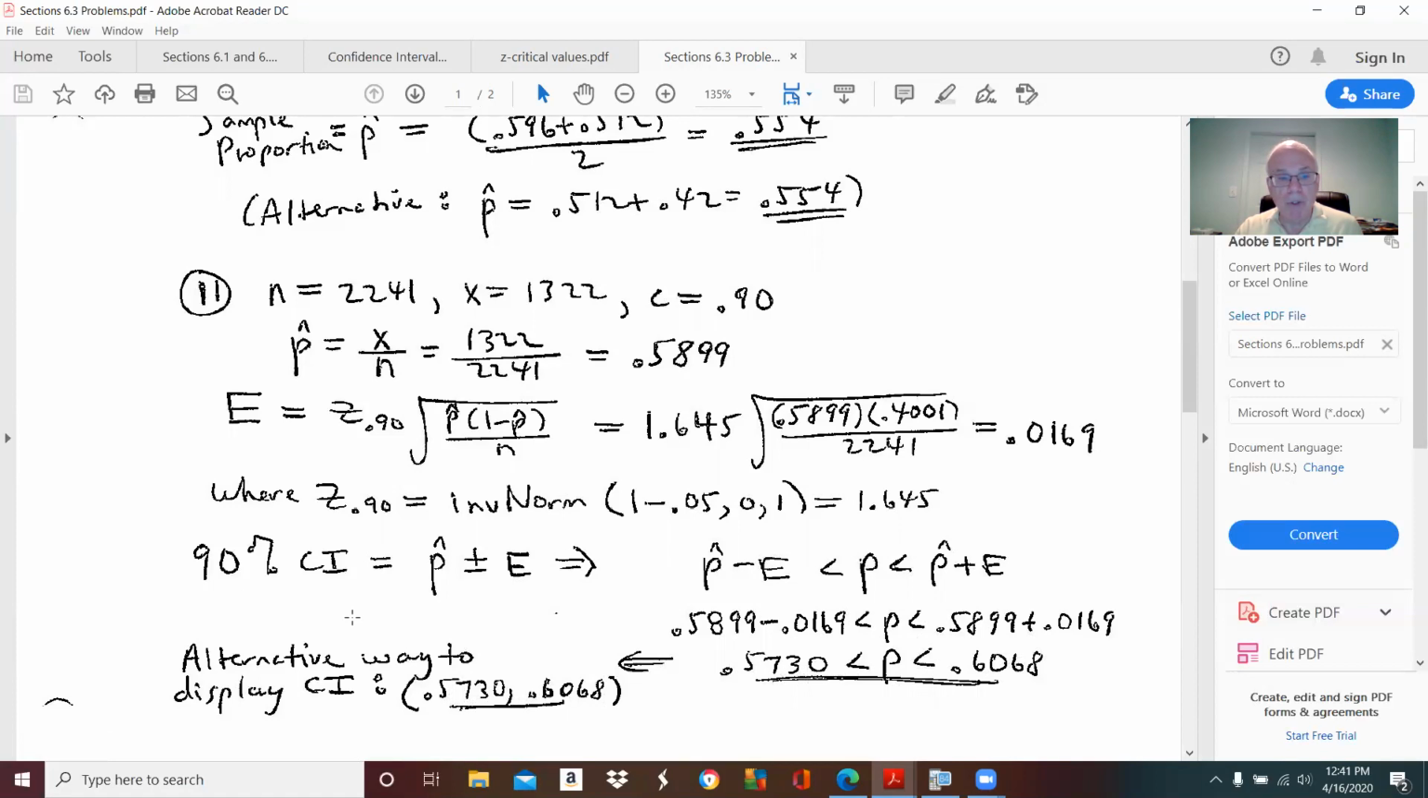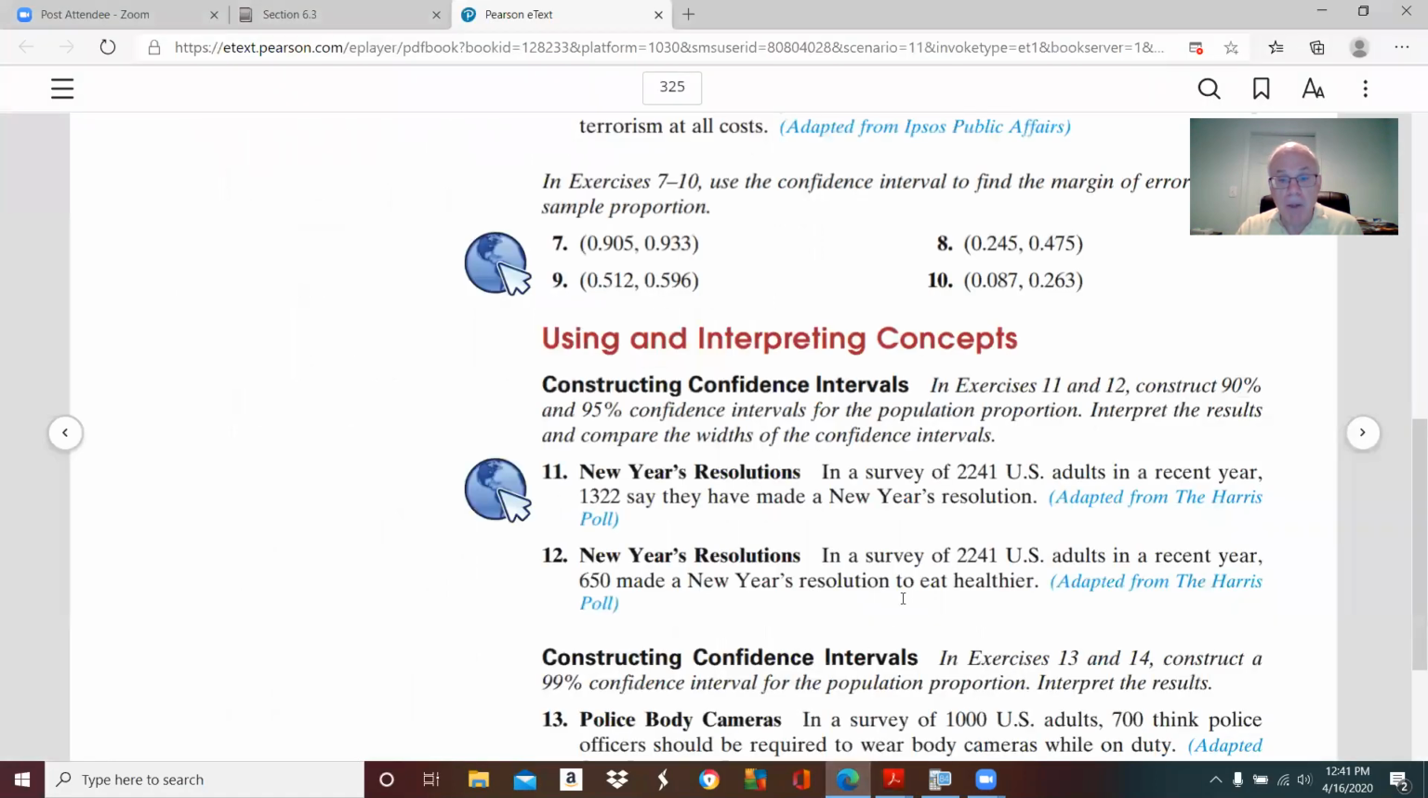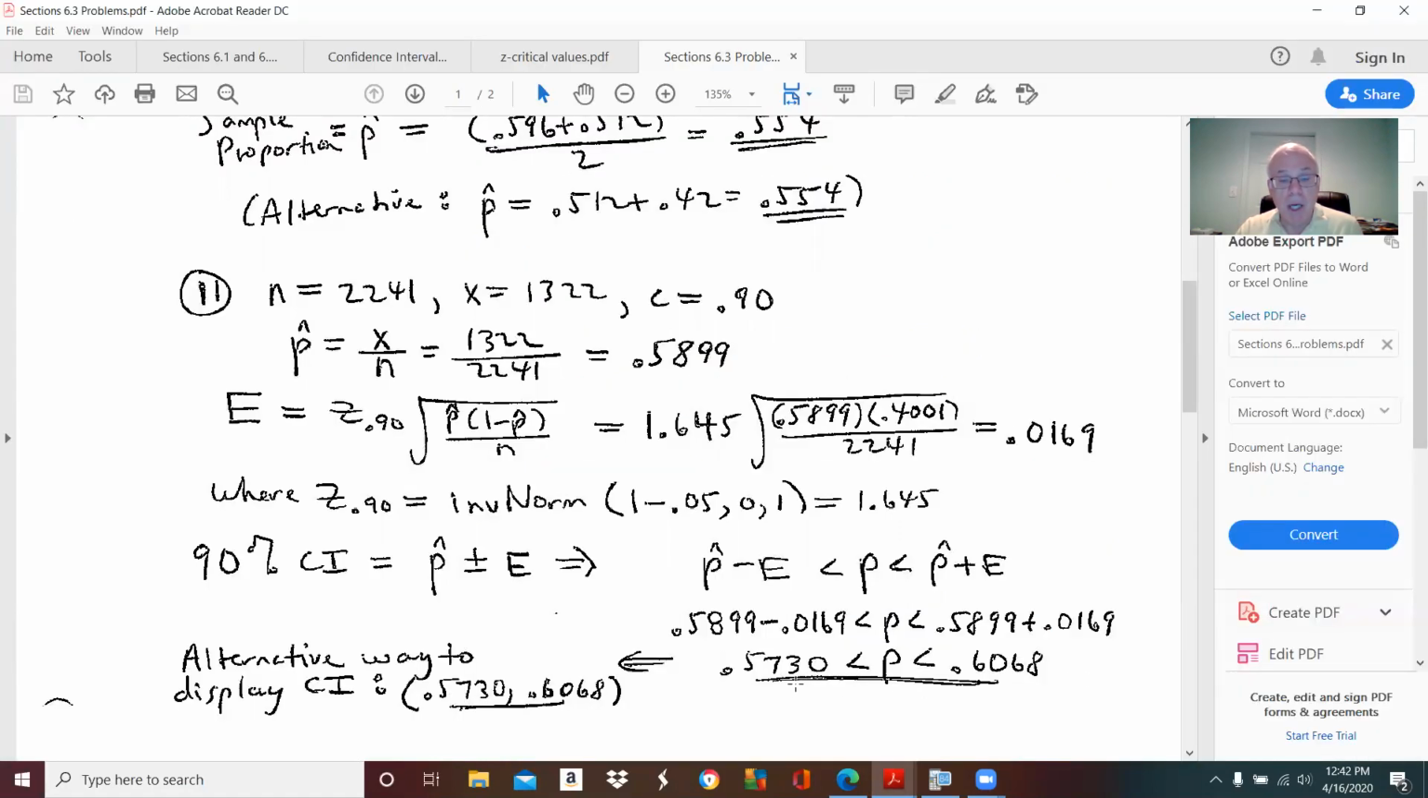So how would you interpret this? You would say with 90% confidence, I would expect that the proportion, and again, let's go back to the problem, the proportion of all US adults who make New Year's resolution is between 0.573 and 0.6068. In other words, between 57.3% of US adults and the other end would be 60.7%.